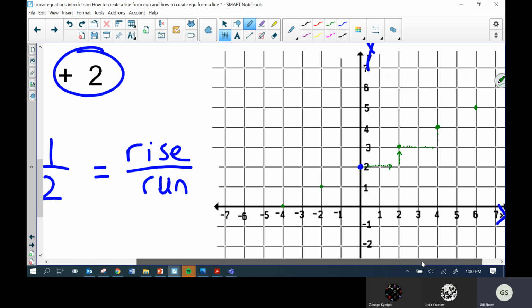If I'm going left and down, that's a negative and a negative. So -1 over -2 is still equal to a +1/2.